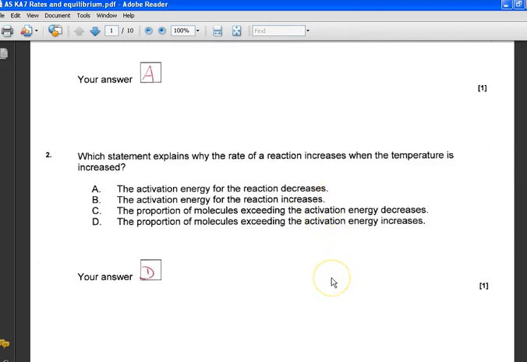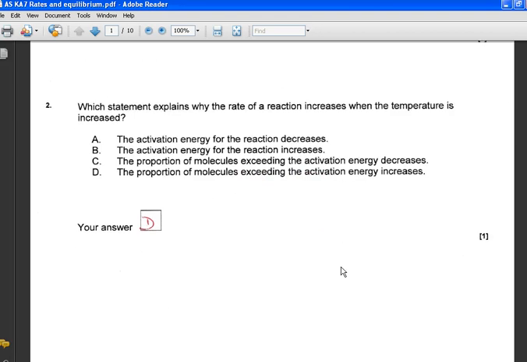Question 2, which statement explains why the rate of reaction increases when temperature is increased? So it's nothing to do with activation energy if you increase the temperature. The activation energy for a reaction is the same regardless for a particular reaction. Obviously what happens is the proportion of molecules exceeding the activation energy increases, which means the rate will increase.